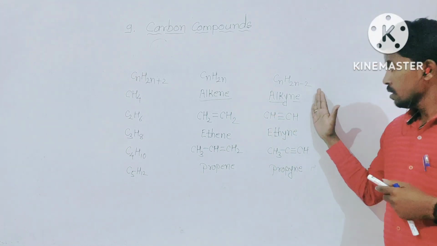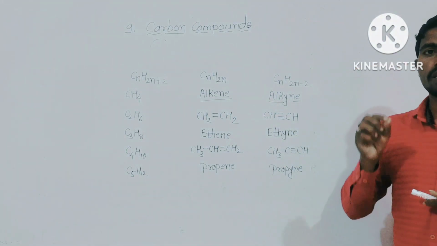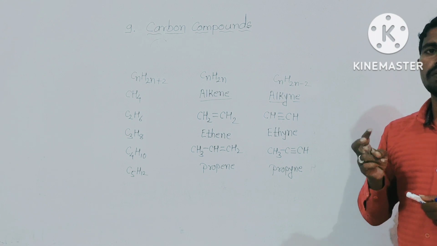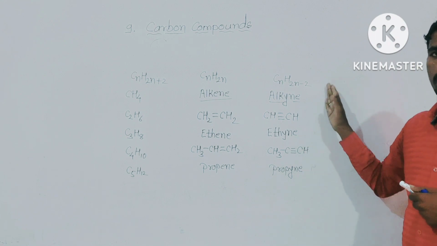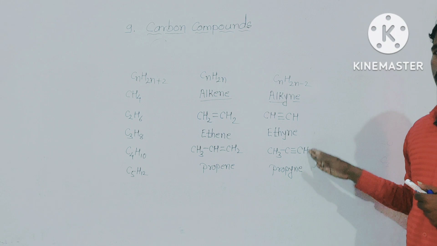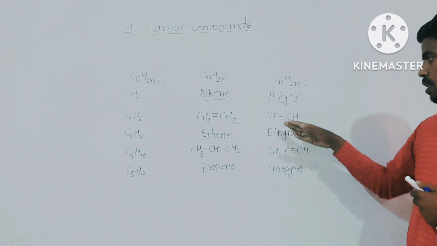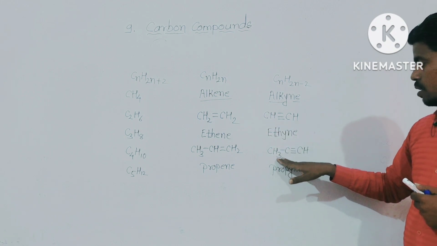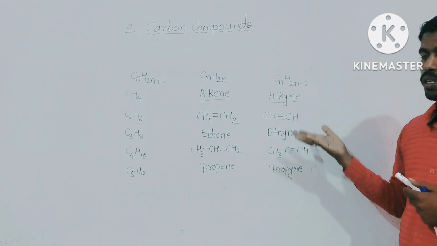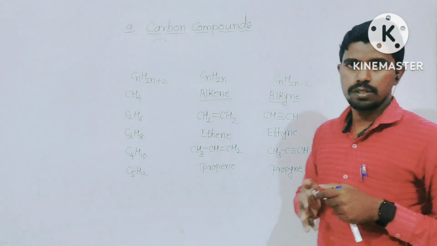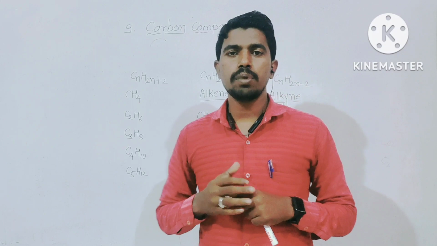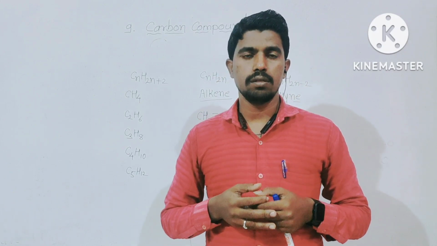And in alkyne, at least one triple bond is present between the two carbon atoms in such carbon compounds called as alkynes. Here this is the ethyne, this is the propyne, and after that butane, pentane, etc. So all these are the examples of hydrocarbons.